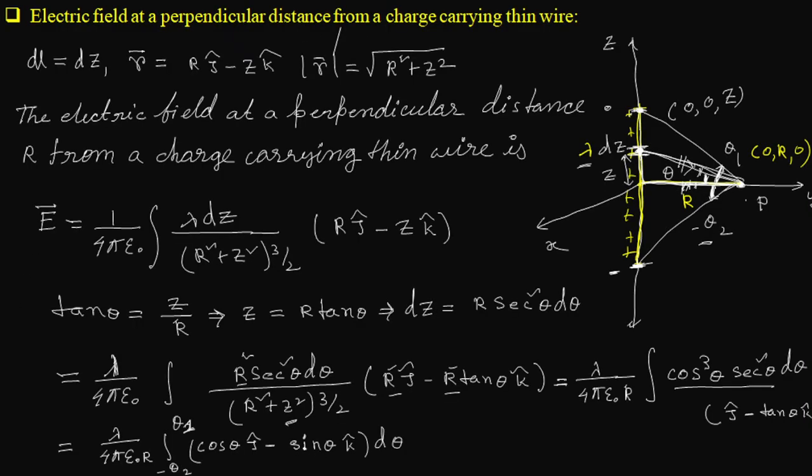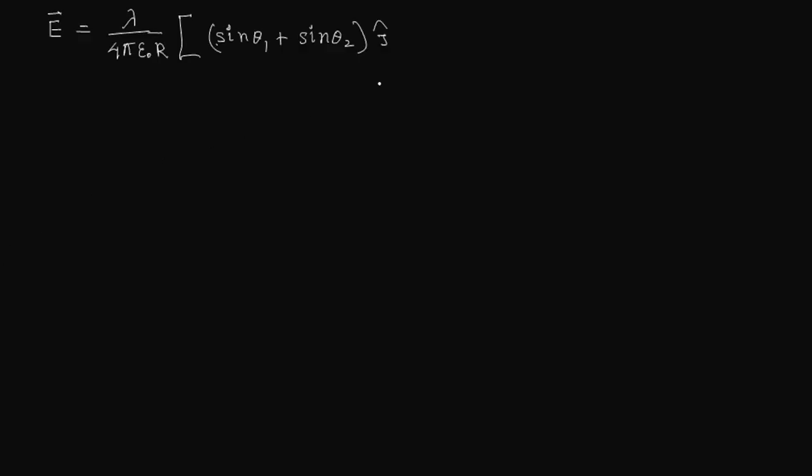The integration of sine theta will be minus cos theta, with upper limit theta 1 and lower limit minus theta 2. So what we'll get here is cos theta 1 minus cos theta 2 k cap. Okay, so this is the general definition.